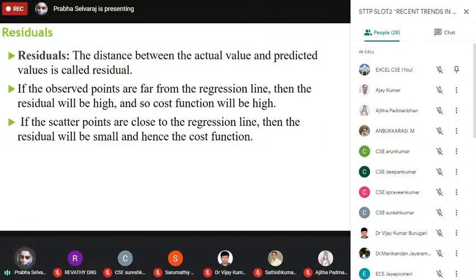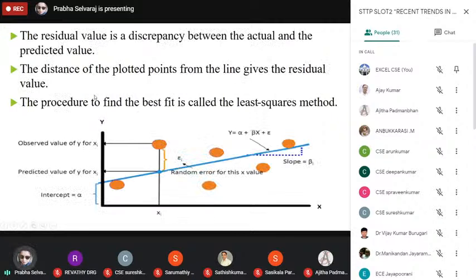If the observed point is far from the regression line, then what will happen? Obviously, your cost function will be high. So, the closer the points are to the linear regression line, the smaller your residual will be, because it is approximately correctly predicted. It is more or less equal to the actual value. So if it is equal to the actual value, then obviously the residual will be very small, and hence the cost function will also be good. So that is what it means.